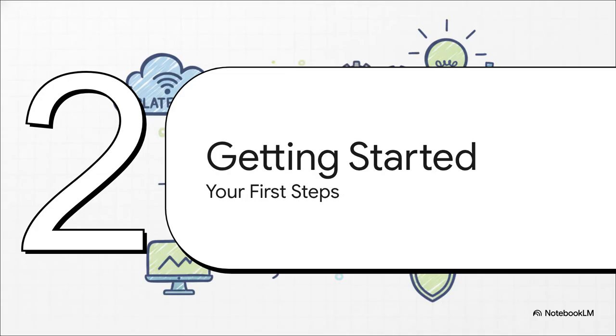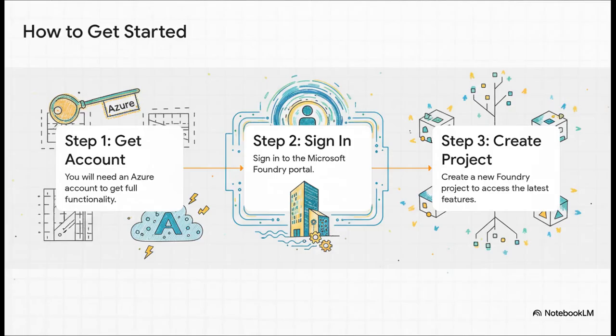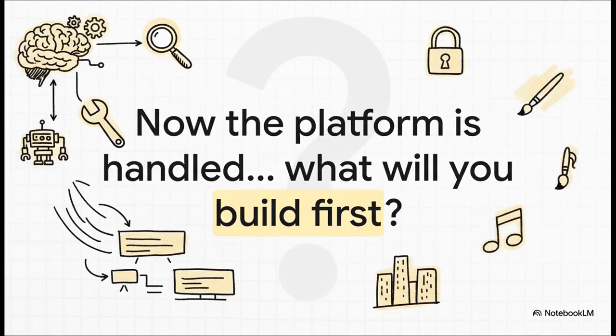Okay, so you're probably thinking, this sounds amazing. How do I actually start? Well, the good news is, getting your hands on Foundry and starting to build is incredibly simple. It really just comes down to 3 basic steps. First, you need an Azure account. That's kind of your ticket to the whole party. Second, you just sign right into the Microsoft Foundry portal. And third, you create your first project. And based on everything we just talked about, you'll know to choose a Foundry project, so you get all the latest and greatest features.